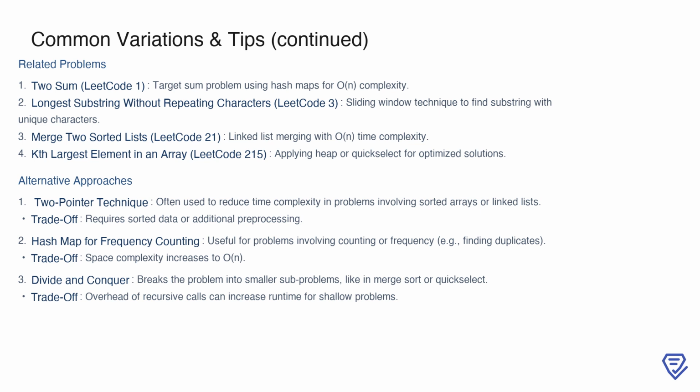Additionally, exploring alternative approaches can expand your problem-solving toolkit. The two-pointer technique is particularly useful for reducing time complexity in problems involving sorted arrays or linked lists, though it often requires pre-processing to sort the data. Hash maps are invaluable for frequency counting or detecting duplicates, but they come with a trade-off of increased space complexity. Divide and conquer strategies, such as those used in merge sort or quick select, break problems into smaller components, but recursive overhead can sometimes outweigh the benefits for simpler problems.